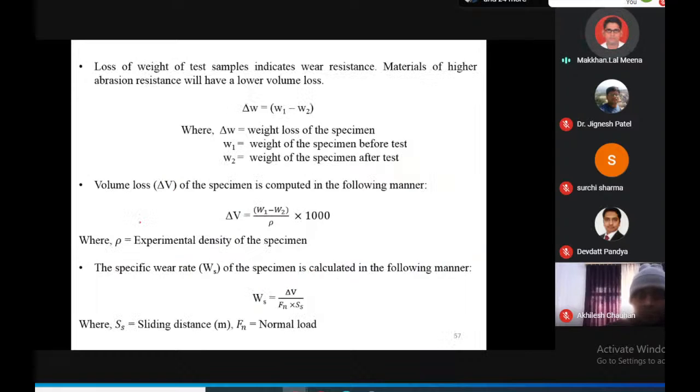So these are the formulas. With the help of these formulas, we find out the loss of weight, volume loss, and specific wear rate. This is the specific wear rate given by this formula, where S is the sliding distance and the other term is the normal load. These are the standard formulas to find the different values.